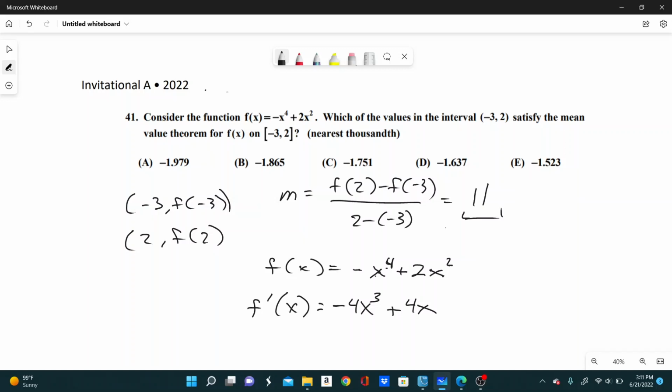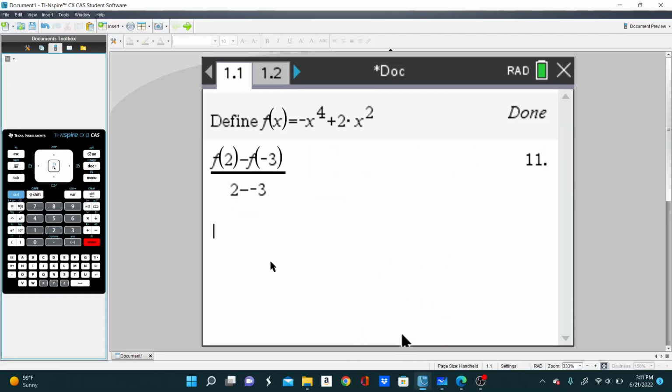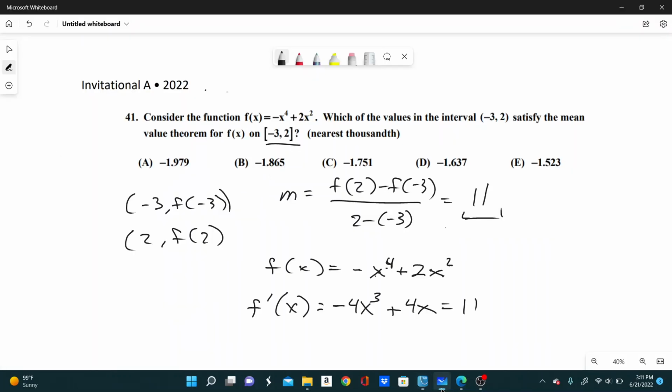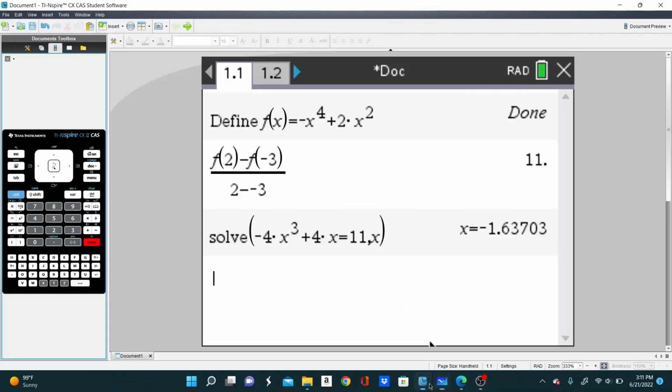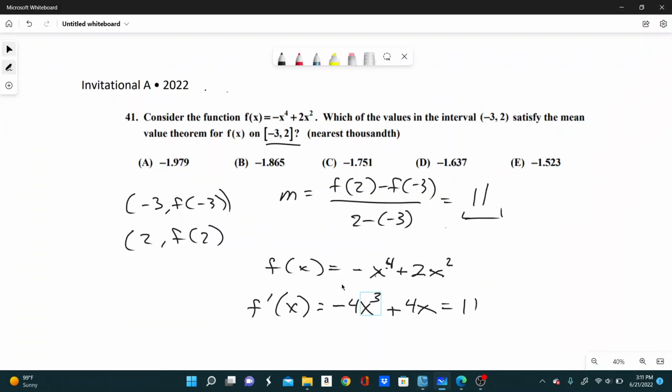And so there's some value on negative 3 to 2 where this is equal to 11. I'm just going to use a solver real quick and see. So we go to menu 3, 1. We have negative 4x to the third plus 4x, and somewhere from negative 3 to 2, this is going to equal 11. So let's see where that is. At negative 1.64, I believe it said round to the nearest thousandth. Okay, let's see. Negative 1.637. So it looks like that is answer choice D.